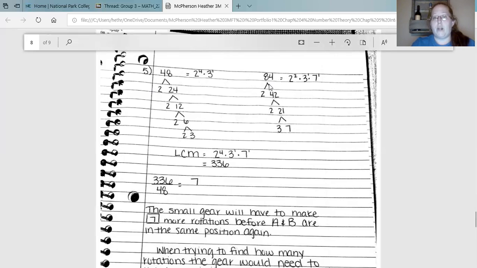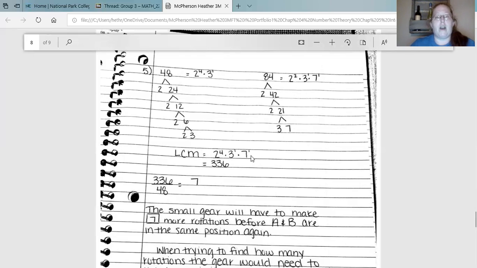And 84, you have 2 goes into 84 42 times, 2 goes into 42 21 times, and then the prime numbers for 21 are 3 and 7. So you'd have 2 squared times 3 to the 1st power times 7 to the 1st power. So when you write this equation, you have 2 to the 4th power times 3 and times 7, which multiplied together, you're going to get 336.